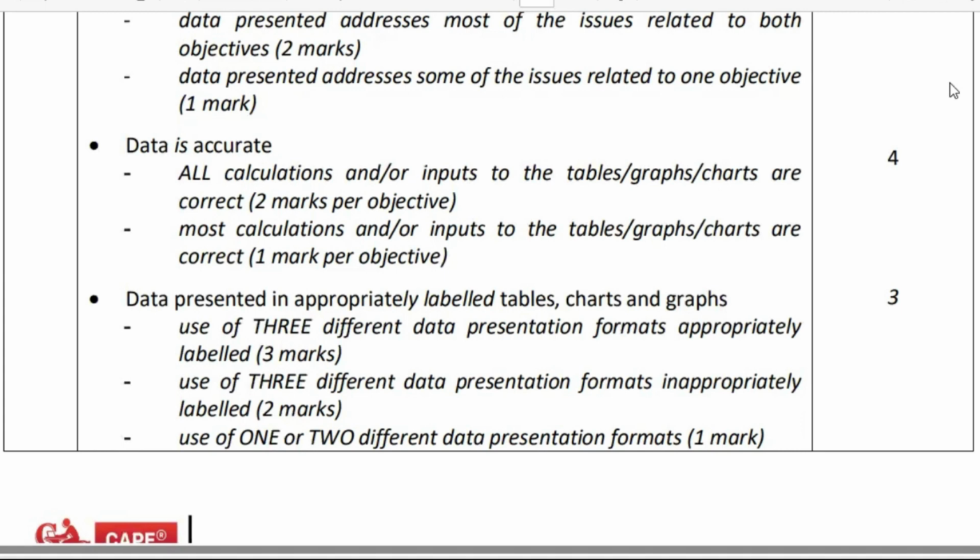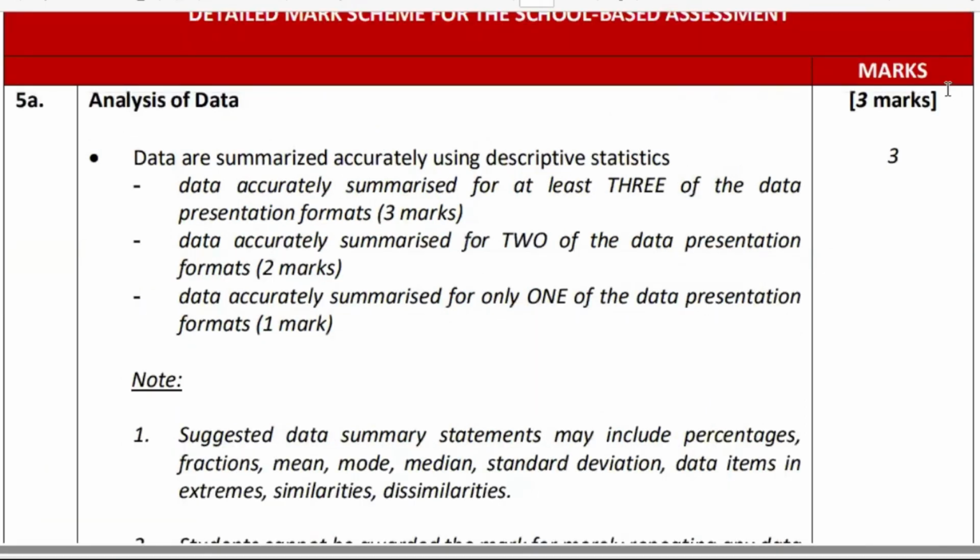And you're encouraged as well to use more than one presentation format. Use 3 different data presentation formats. So don't let it be that you only have charts. Don't let it be that you only have graphs. Don't let it be that you only have tables, right? Now, the next thing that you are required to do is to analyze your data, right?